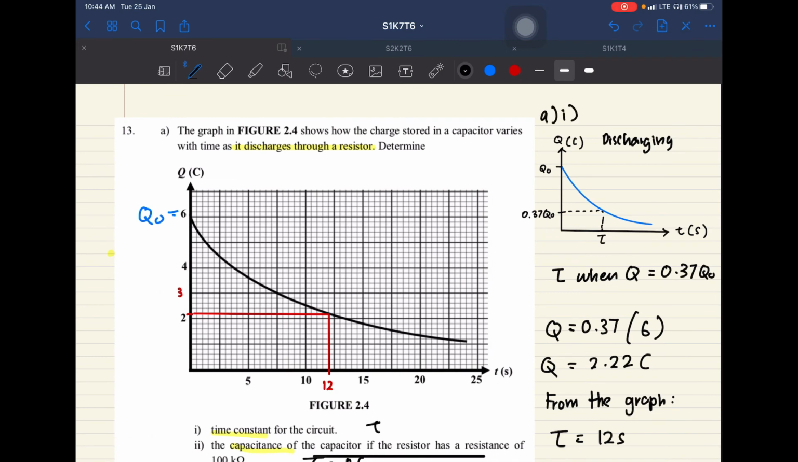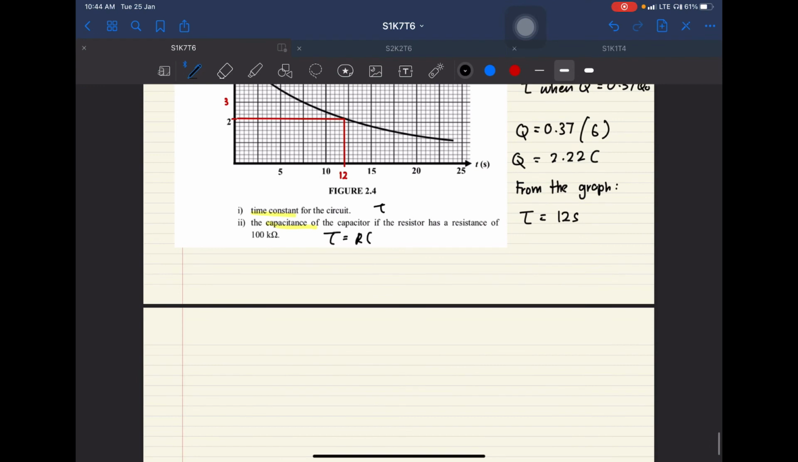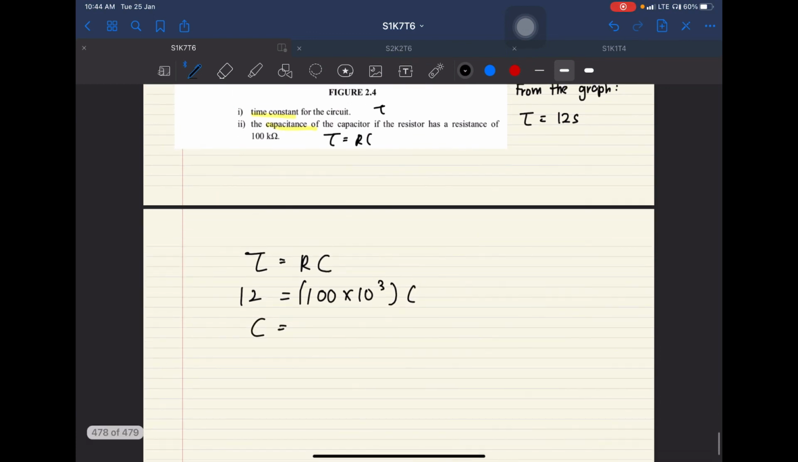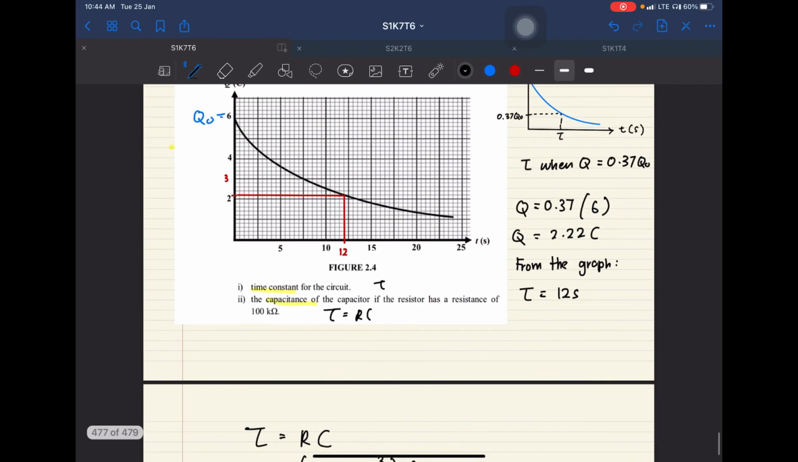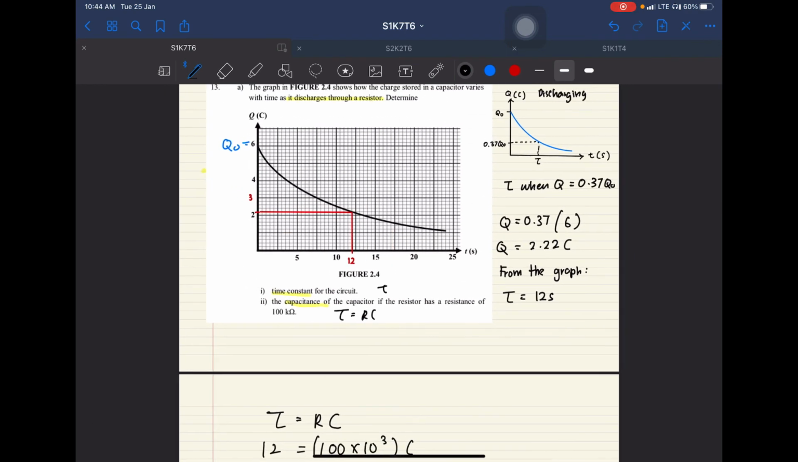For question 2, they want to find the capacitance, right? Since tau is equal to RC, the time constant is equal to RC, so it will be 12 equals 100 kilo multiplied with the capacitance. So C will be equal to 120 microfarad, or you can leave it in prefix. You will get 1.2 times 10 to the negative 4 farad. It's the same value. Okay, question B, I think you can do it yourself. You still have to extrapolate and so on.